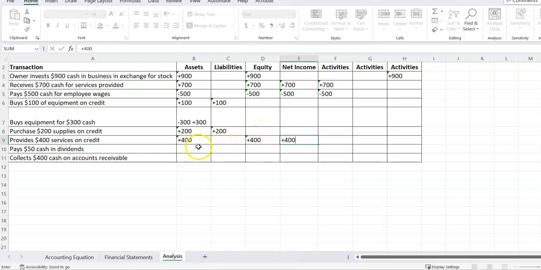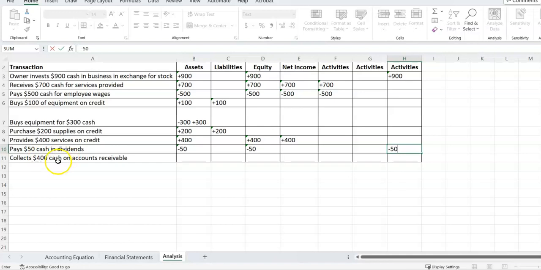Okay. Next, we pay $50 in cash dividends. Okay. So we reduced assets or cash by $50. We reduce our equity by $50 because dividends come out of equity. And that is a financing activity on the statement of cash flows.